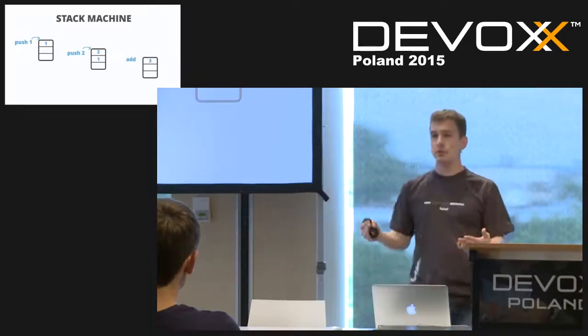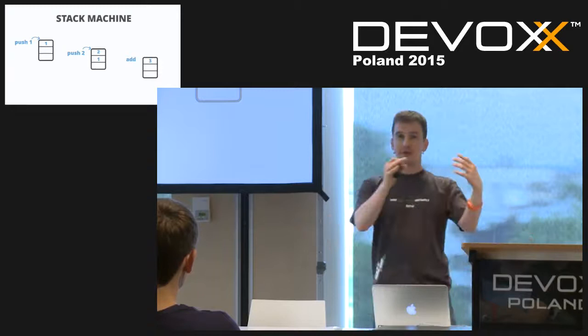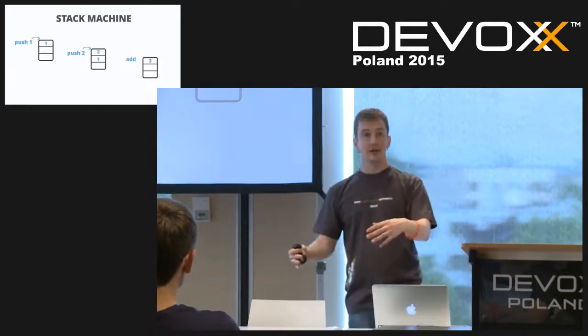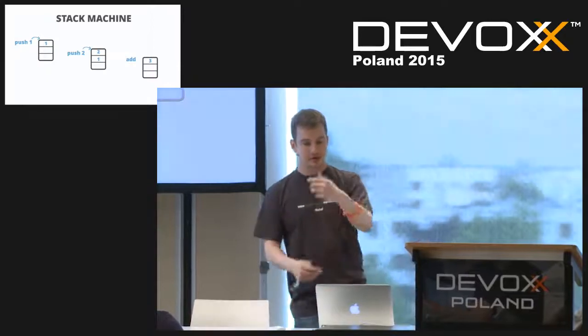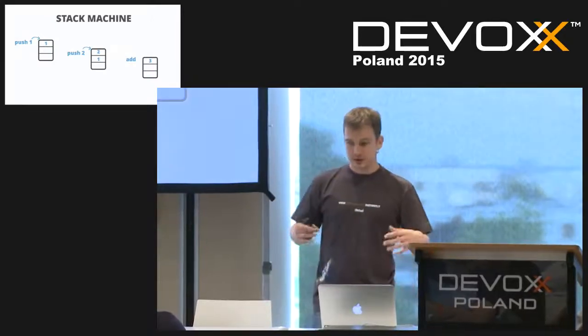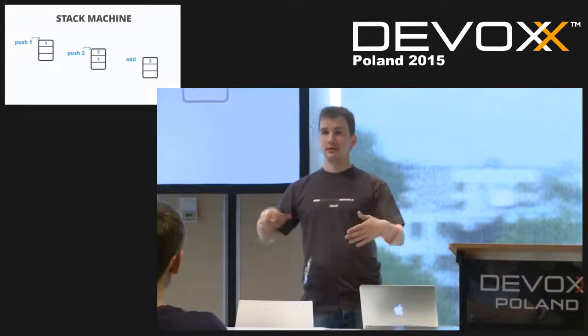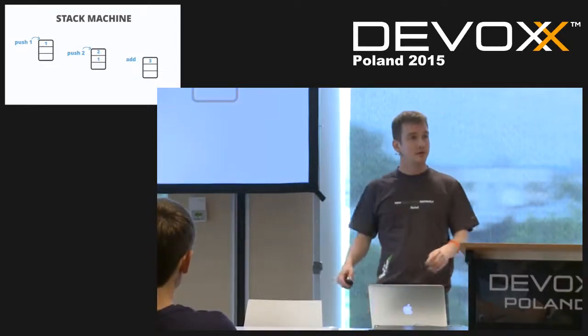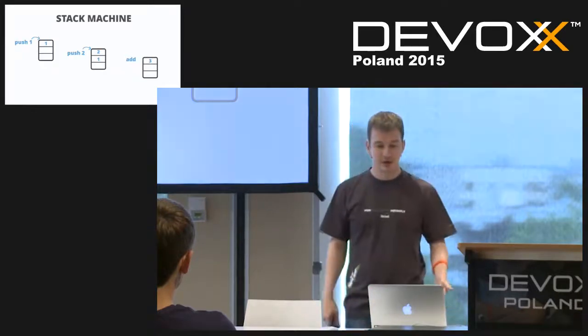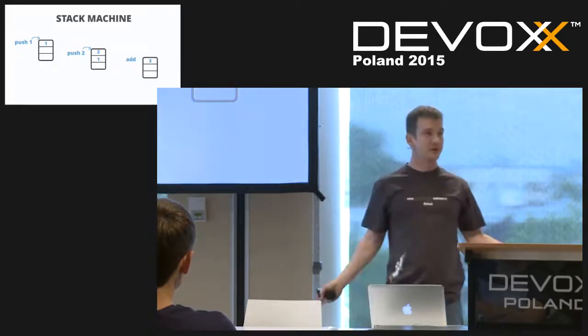Right? So in the same way the JVM operates, first you load your arguments on the stack in any way. So you use stack modification instructions to load the values there, and then you execute either a mathematical operation or any other operation, and that modifies the values on the stack.